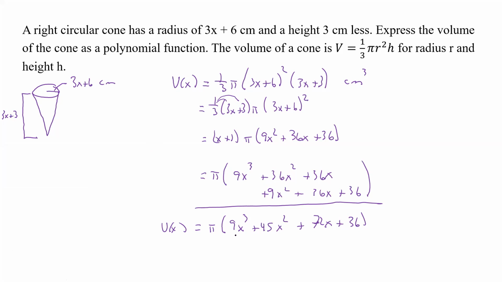Now, what I could do here is say I'm done here. You know, I could say that was 1, that would be a function. Or if I look, there's a factor of 9 in all of those. And so I could say v of x equals 9 pi times x cubed plus 5x squared plus 8x plus 4. And that could be another function. So I've got 3 different ways I could express this. And again, if we're putting our units on here, that's always going to be centimeters cubed.